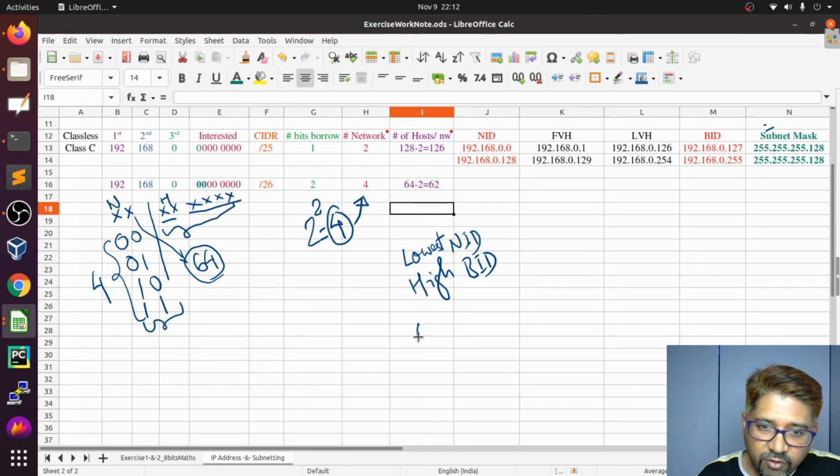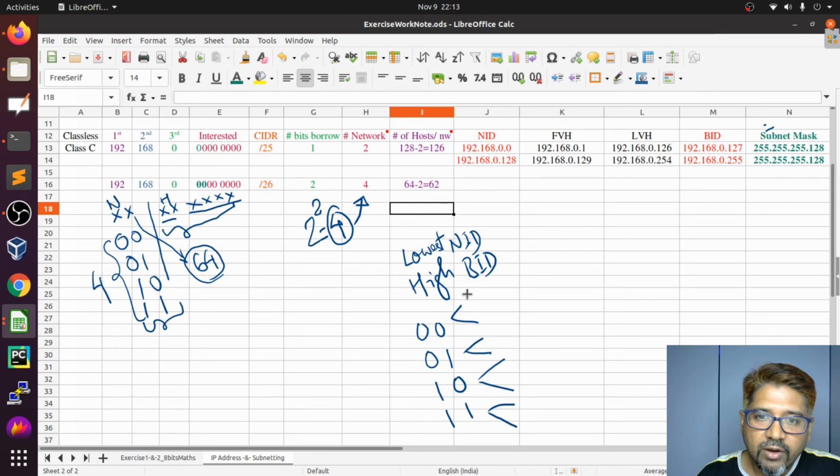So we have the first network as 00, second network 01, third network 10, and fourth network 11. And from here we will get the network and broadcast, network and broadcast, network and broadcast. The network is the first, lowest IP, and the broadcast is the highest. Do it the same way and you will get your broadcast and the network.